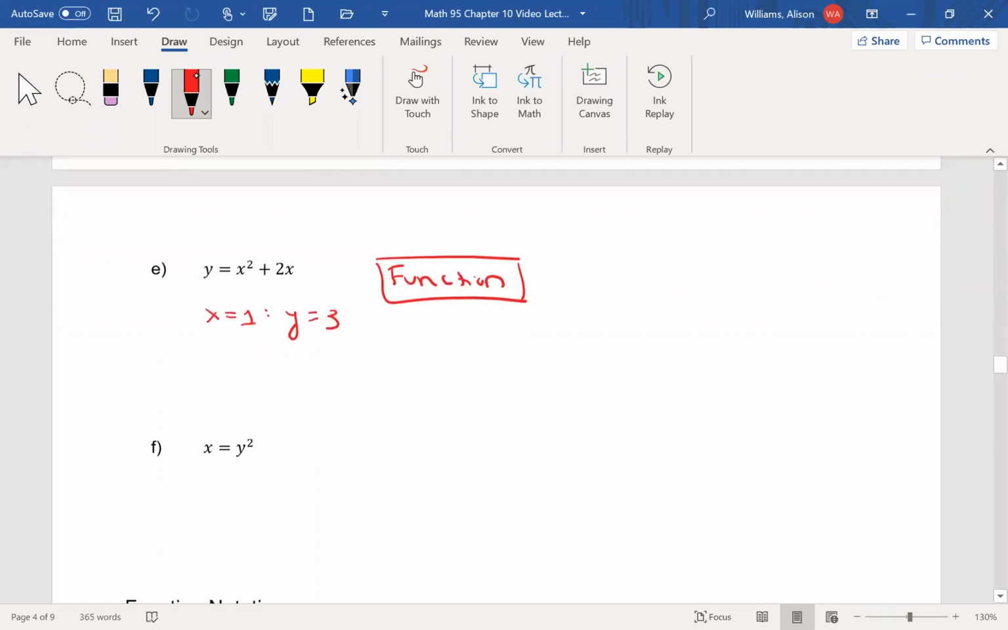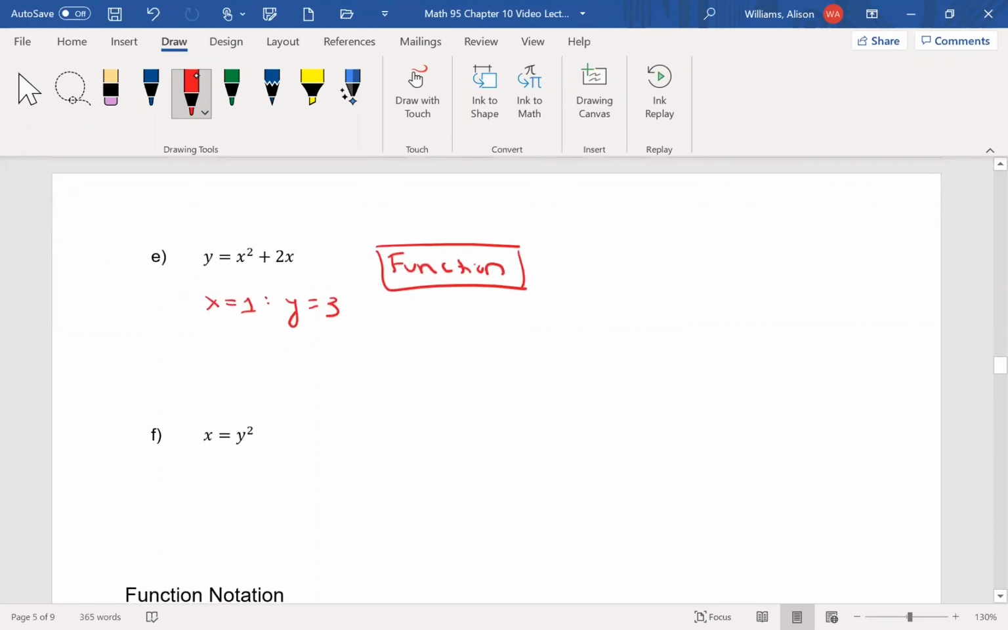But looking down here at this one, let's say I plug in 1 for x. If I plug in 1 for x, then I have to solve this little equation. And I'm going to take the square root of both sides, which means I get plus or minus 1. That's a problem. We can't be plus or minus 1. That's two y values. I plugged in an x and I got out two y's. That's not a function.